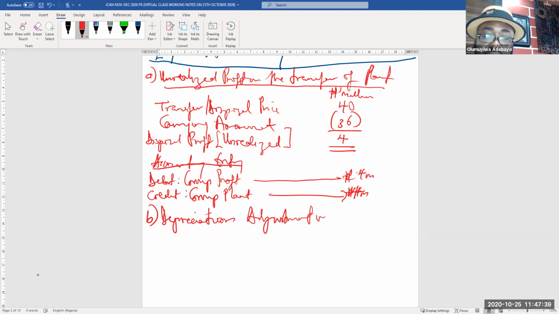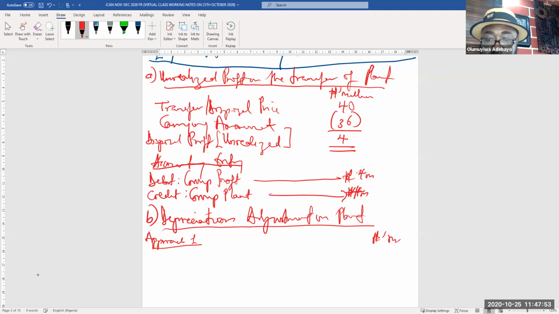Now, since there are two ways of doing it, I'll show you the approaches. Approach one. What will be the depreciation charge based on transfer price? Remember, if it's based on transfer price, they transfer at 40 million. And if they depreciate for 10 years, which means 4 million per year.